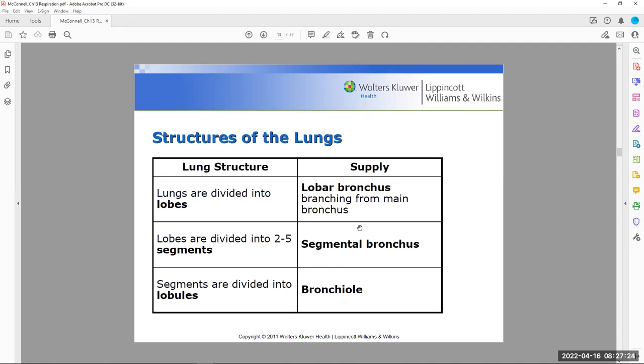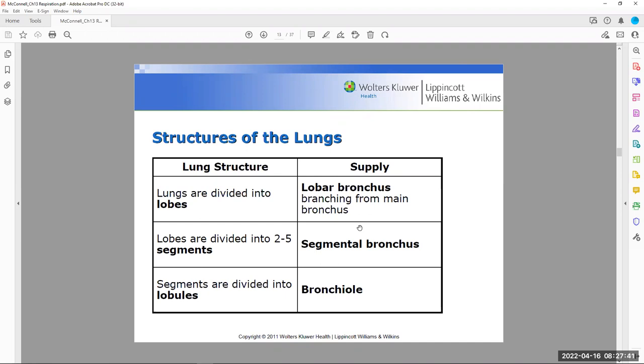Let me ask you this. Which lung do you think is larger, your right lung or your left lung, and why? I think you might have seen this when you were looking at the cardiovascular system, and just by my saying that, I kind of gave away the answer. Which lung do you think is larger, the left or the right?